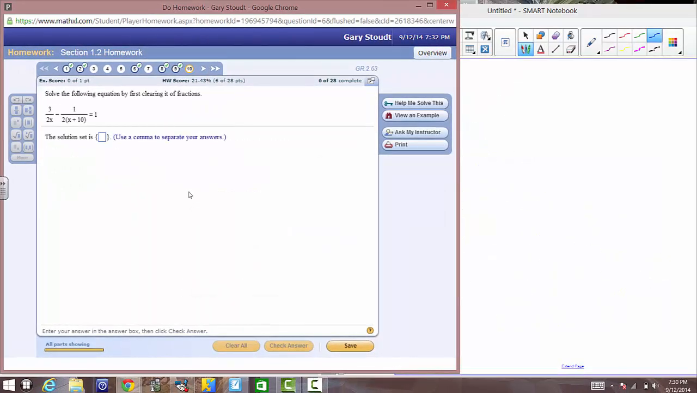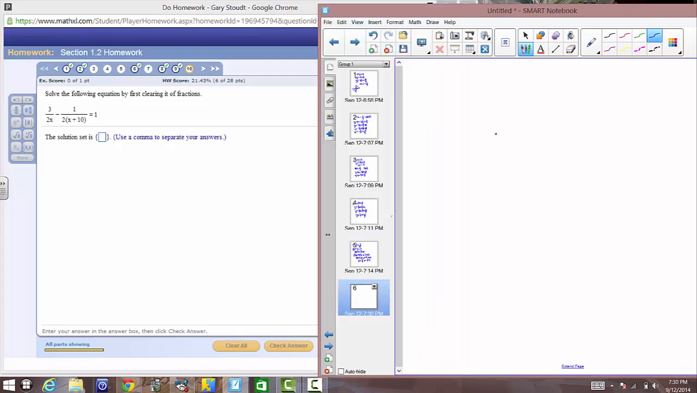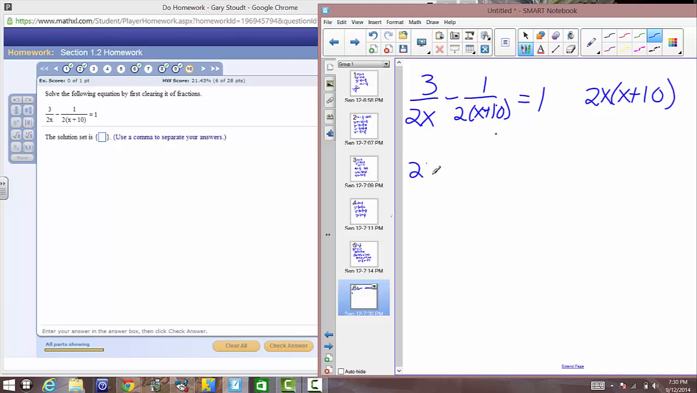So this is problem number 10, where we have to solve an equation. Notice it has fractions, so we will want to use the common denominator to clear out the fractions. So let's take a look. So 3 divided by 2x minus 1 over the quantity 2 times x plus 10, and that equals 1. We can see from this that the common denominator would be 2x times the quantity x plus 10. So that's what we need to multiply both sides by.